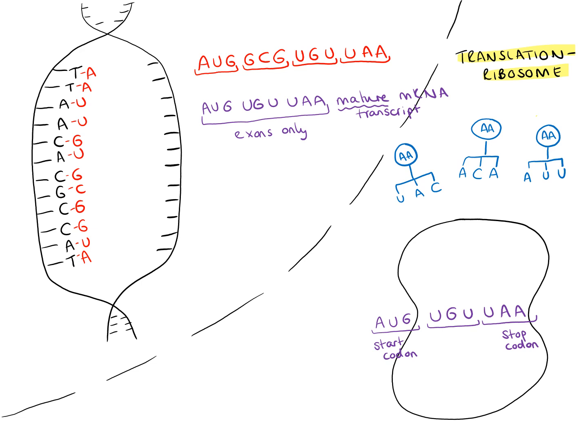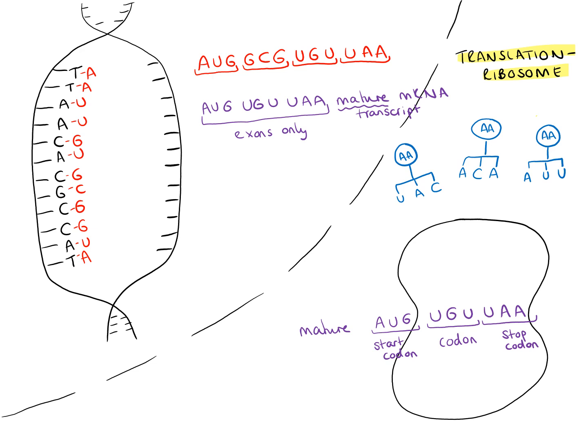Okay, so last stage is translation, and this occurs at the ribosome. This is where we're going to synthesize our polypeptide chain. And we can see that our mature transcript containing just those codon regions has attached to our ribosome. And it consists of these triplets of bases. We call these codons, and these are going to code for specific amino acids.